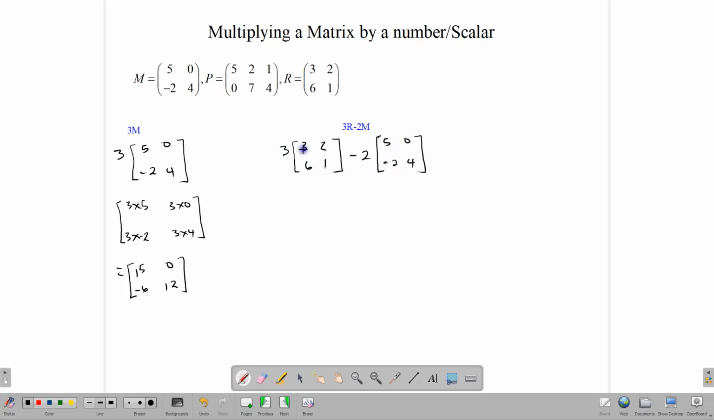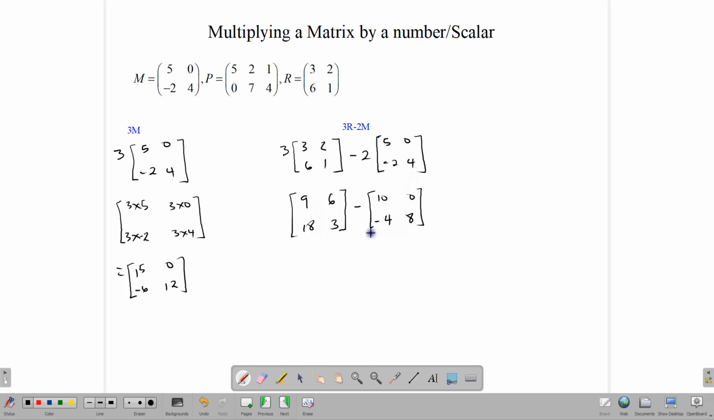Now we can multiply that. 3 times 3 gives us 9. 3 2s are 6. 3 6s are 18. And 3 1s are 3. Put that in your bracket. Brackets are important when it comes to matrices. So we're going to subtract now. 2 5s are 10. 2 0s are 0. 2 times negative 2 gives us negative 4. And 2 times 4 gives us 8. So we're subtracting all of this.